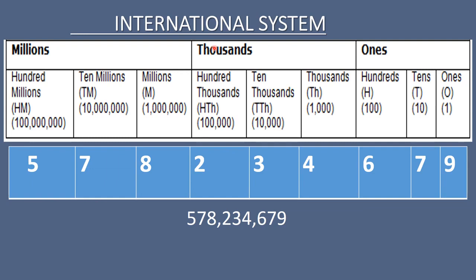And how do we place commas according to the international system? In the international system, every comma will be after 3 digits. The first comma will be after the ones period, after 3 places: ones, tens and hundreds. The next comma will be after the thousands period, meaning after 3 places: thousands place, 10,000 place and 100,000 place. And the next will be after the millions period, that is million place, 10 million place and 100 million place.